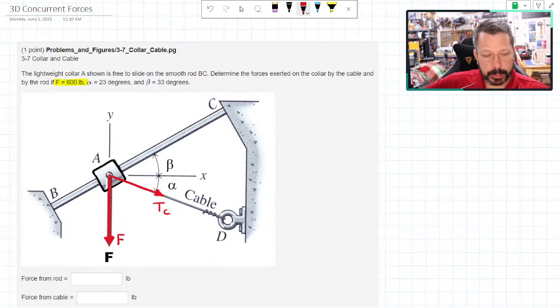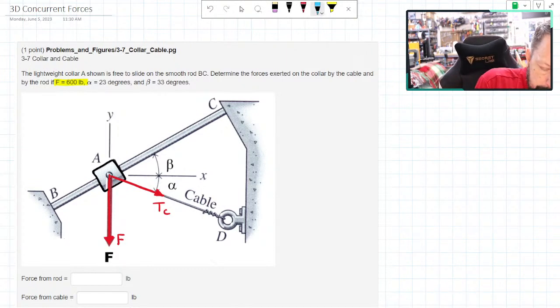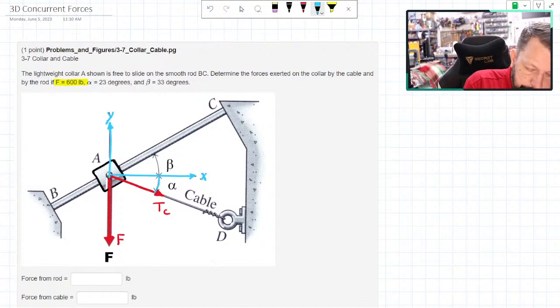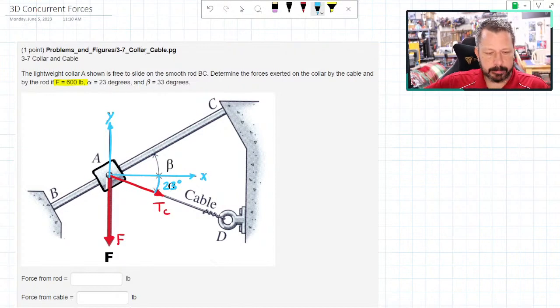We have a coordinate system already drawn on here. Let's use that. So there's the x-axis. There's the y-axis. And we've got some dimensions for angles. So alpha for me is 23 degrees. This will get less cluttery in a minute. Beta, well, beta we can't really do anything with that.